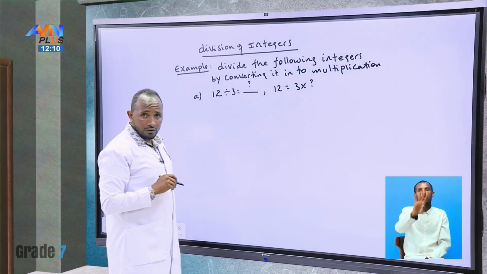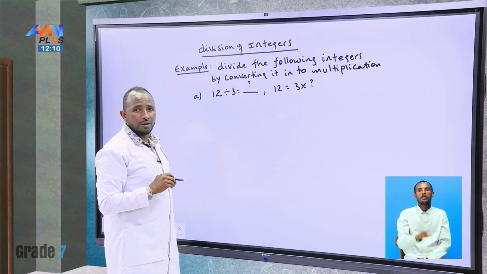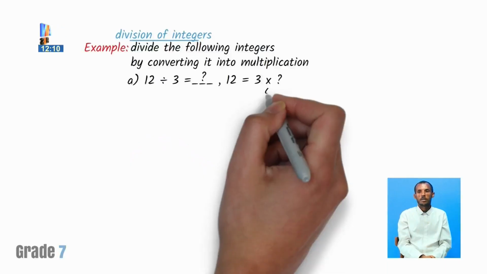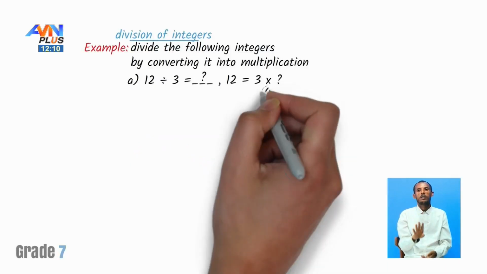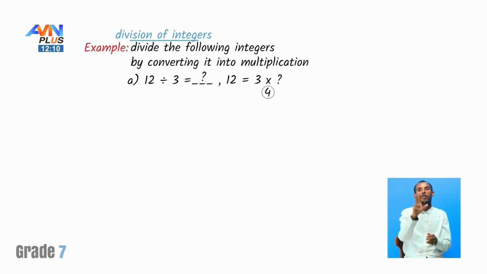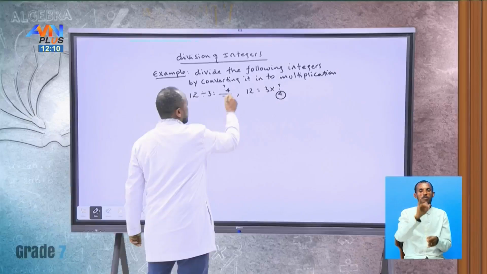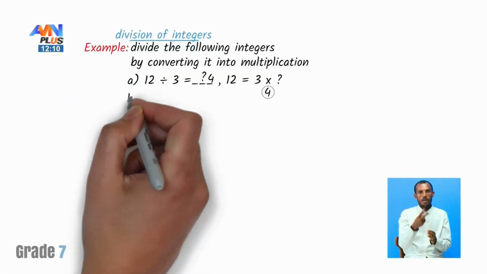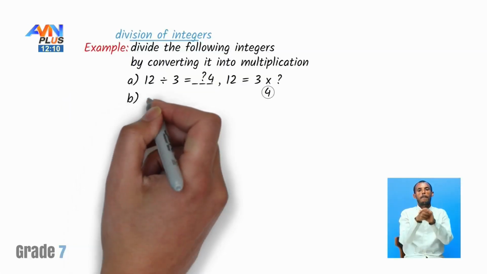3 times 4. Yeah, the answer is this 3 times 4. The number must be 4. So the number here must be this 4. The product gives you 12. Therefore, here the answer will be this 4. Now, let's see another example.